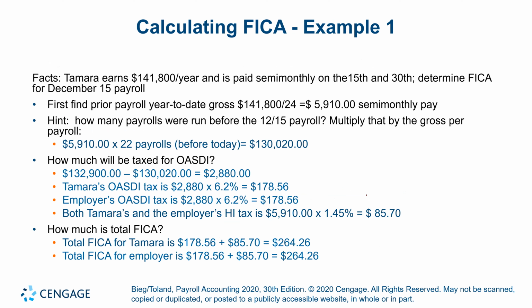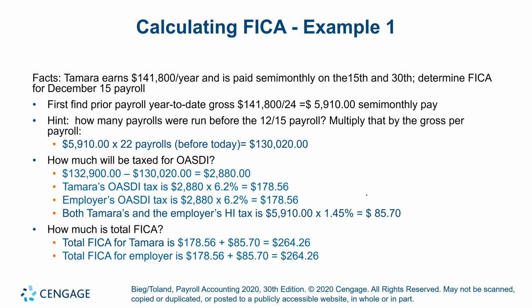So here's an example. Again, these calculations aren't very difficult. We've done these together, or at least most of us have done these together before. We can multiply by a percentage to determine what is owed. It's not too difficult, but this one says Tamara earns $141,800 per year and is paid semi-monthly, which remember semi-monthly means twice per month, on the 15th and the 30th. Determine the FICA tax for the December 15th payroll.